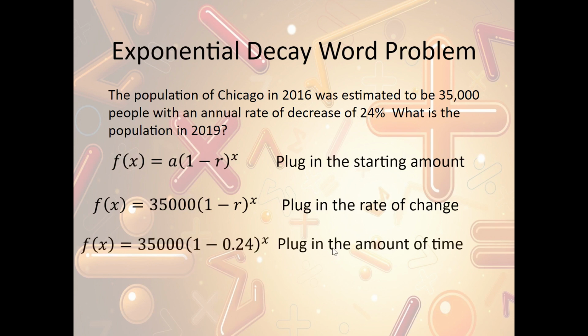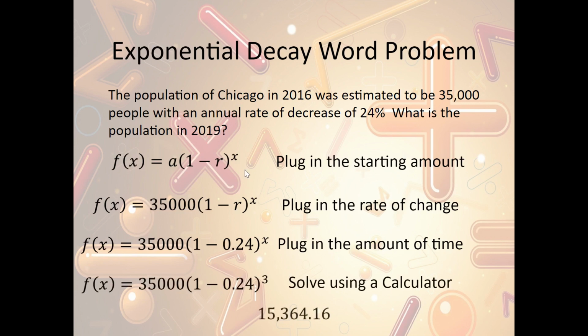And then we plug in our amount of time. The amount of time is from 2016 to 2019, that's 3 years. And then I solve using a calculator, and I get 15,364.16 people.